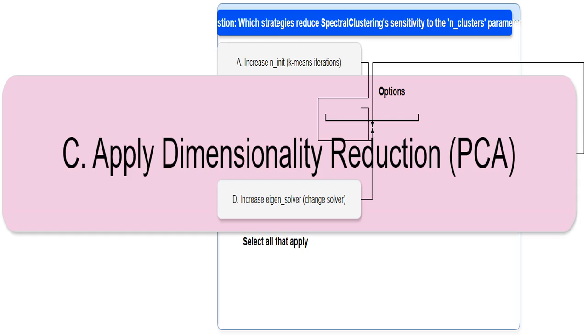I see that using dimensionality reduction techniques like Principal Component Analysis, PCA, to reduce the number of features before running spectral clustering is another effective strategy. PCA removes noise and less important information, leaving only the most relevant features. This simplification makes the clustering more robust and less dependent on precisely choosing the number of clusters. Think of it like decluttering your workspace before starting a project. The less clutter, the easier it is to achieve the desired outcome.